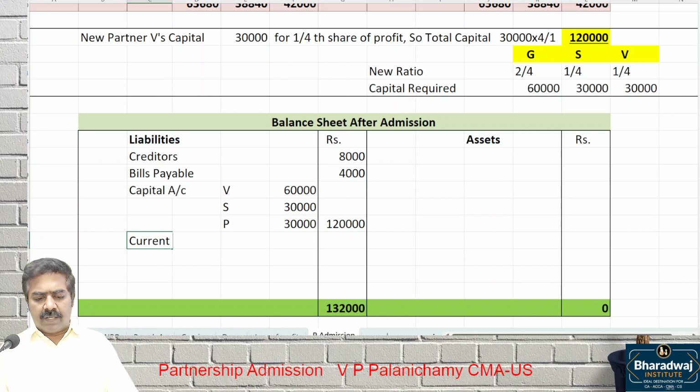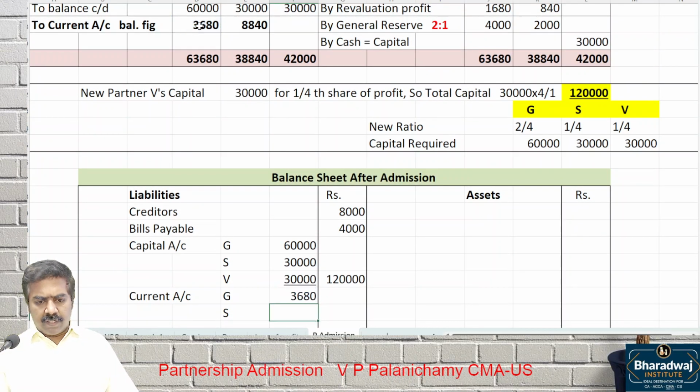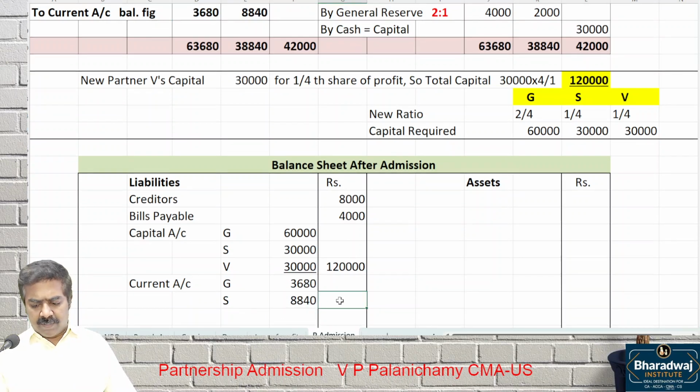Current account of partners, G and S. What is the current account of partners, G? 3,680, 8,840, that will appear in the liability side.